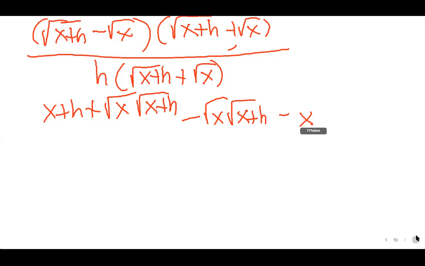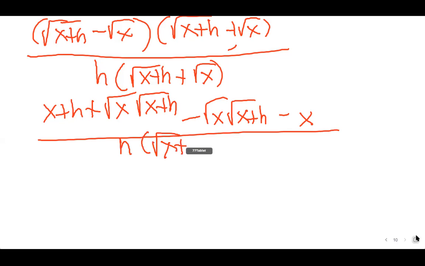Kumbaga na-cancel lang natin yung ating mga square root. Okay? So we have now the x plus h plus square root of x times square root of x plus h minus square root of x times square root of x plus h minus x. Diba? All over h times square root of x plus h plus square root of x. Okay? Diba ang gulo-gulo? Ang dami.